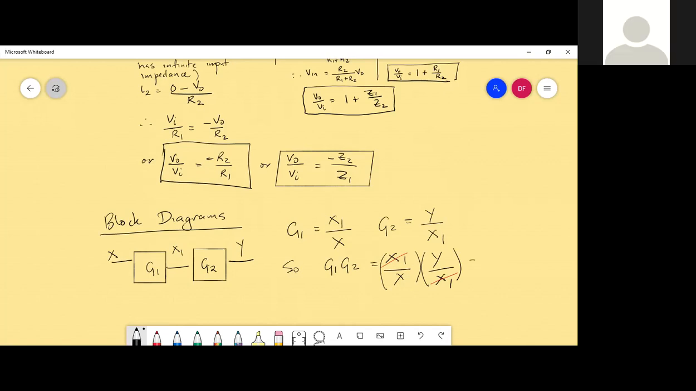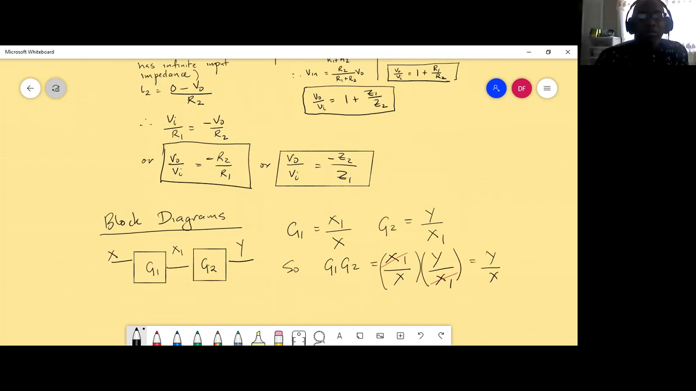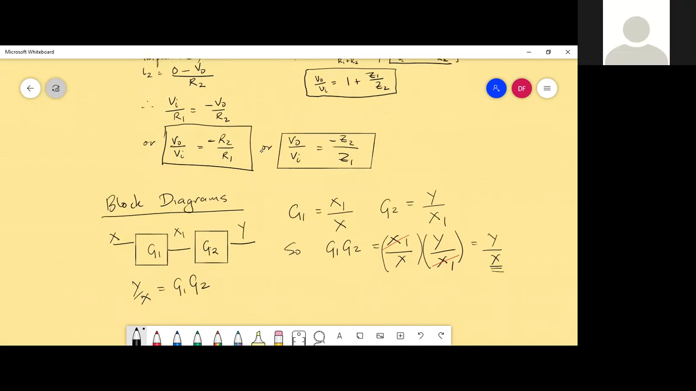Sir, why do we multiply them, sir? Why multiply them? Because when we multiply them, we get this interesting relationship that says the transfer function Y over X is equal to G1 times G2. We just multiply the two transfer functions. So we're going to use that in our problem.